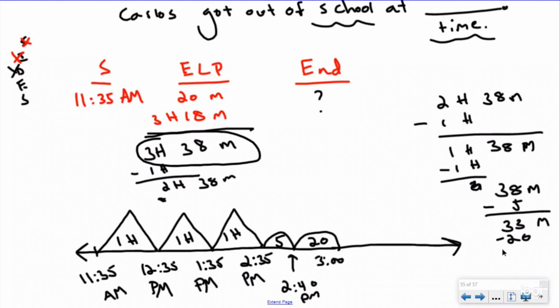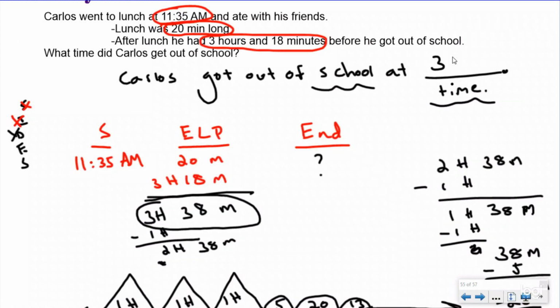And so now I have 13 minutes left, and I can do this hill in one because I'm at 3 o'clock, so I'm at 0, and I know 0 plus 13 is going to be 13. So I'm going to do a 13-minute hill here, and I'm going to end at 3:13 p.m. So he got out of school at 3:13 p.m.